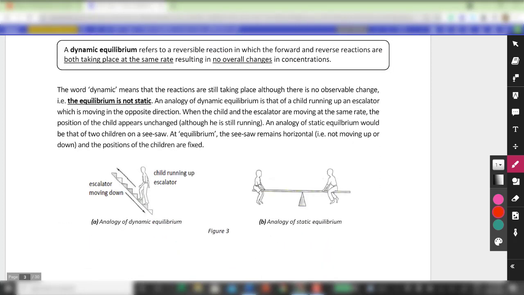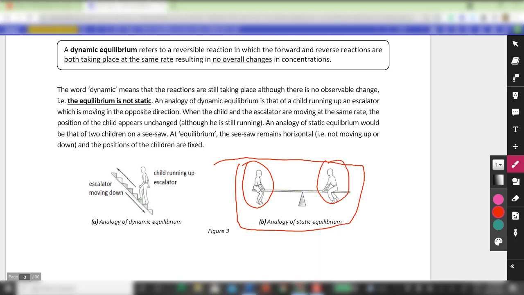So are we aware of the idea of a static equilibrium? Yes, we are aware of it. That's something that you probably have played with in your childhood. It's known as a seesaw. When the two persons sit at a certain distance away from the fulcrum, the seesaw seems to remain horizontal. It's not moving up or down. So this is known as a static equilibrium.